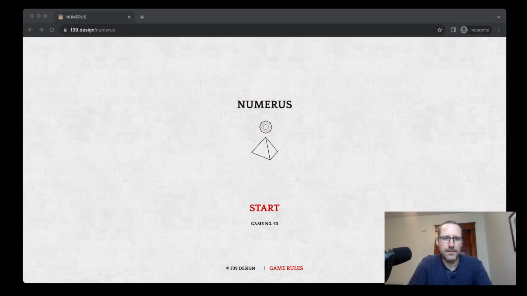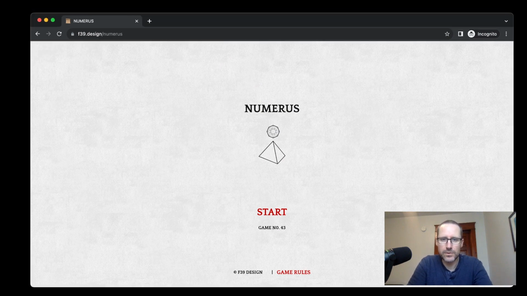So I made this daily math game called NUMERUS, and it's essentially a math game about the order of operations. So I'll show you what it looks like. If you go to f39.design/numerous, you can get the URL in this post. I'll just post it there.